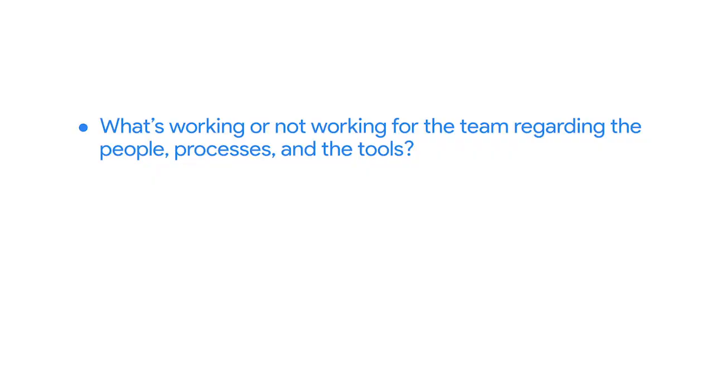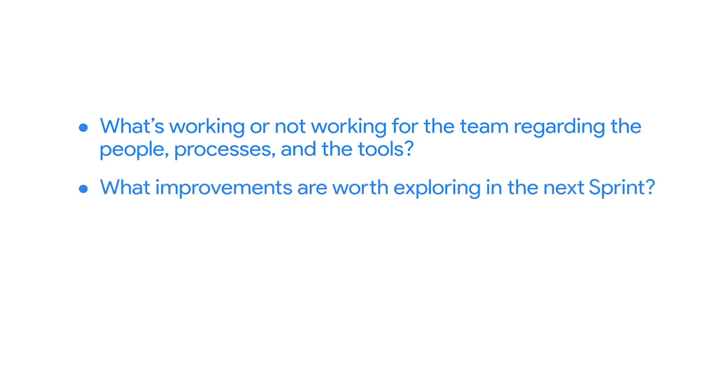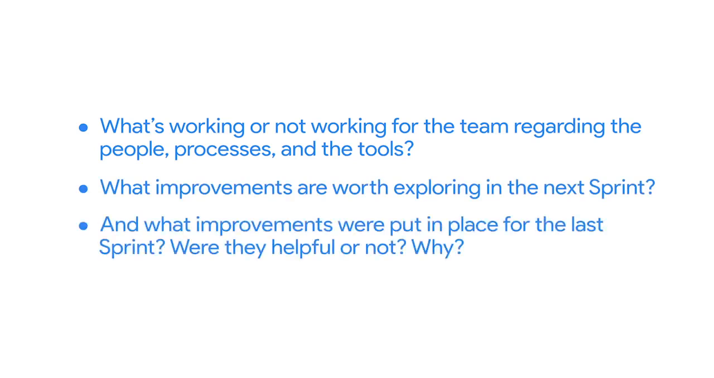In a Sprint Retrospective, the Scrum team will reflect on what's working or not working for the team regarding the people, the processes, and the tools. What improvements are worth exploring in the next sprint? And what improvements were put in place for the last sprint? Were they helpful or not, and why? In my experience, there are some key measures to take to ensure sprint retrospectives are a success.